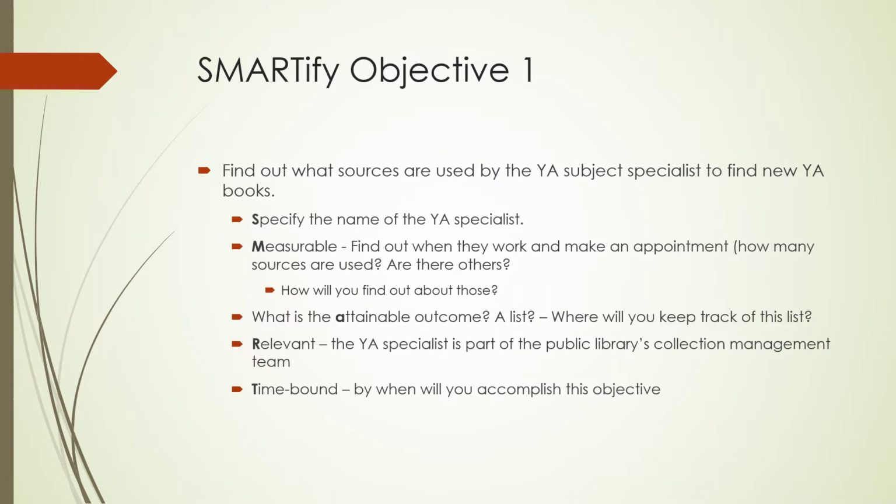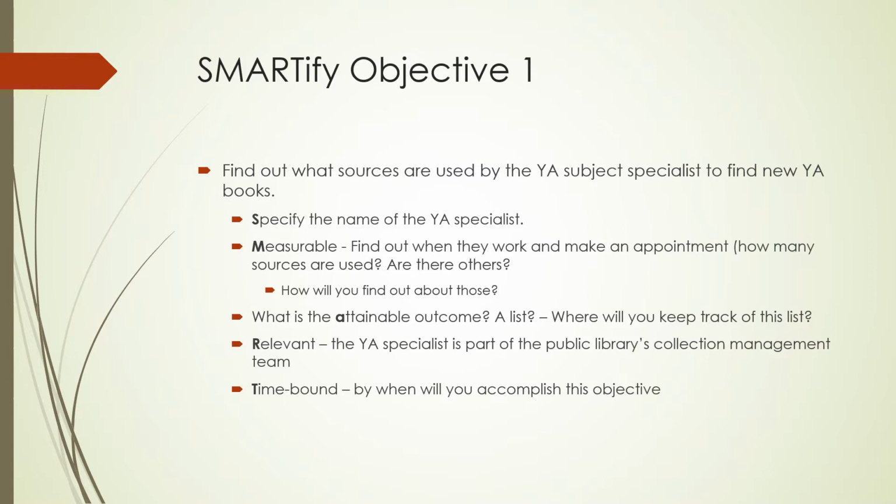But are there others that that particular YA specialist doesn't know about? Well, how are you going to find out those? That gives this sort of sub objective of possibly looking at young adult librarian blogs, other kinds of objectives, but keep those out for now. It's just something that you want to keep in the background to create new objectives to reach your overarching goal.